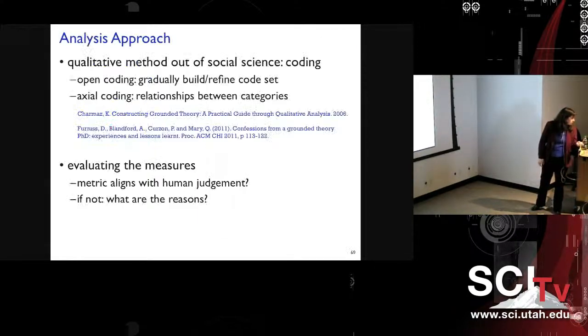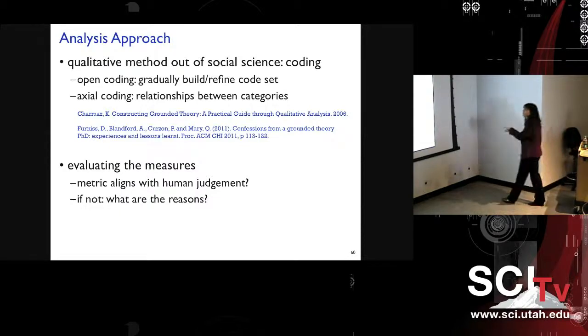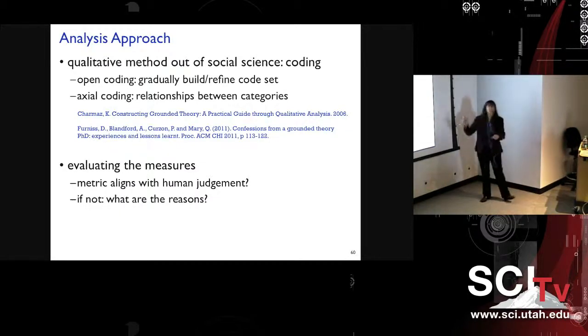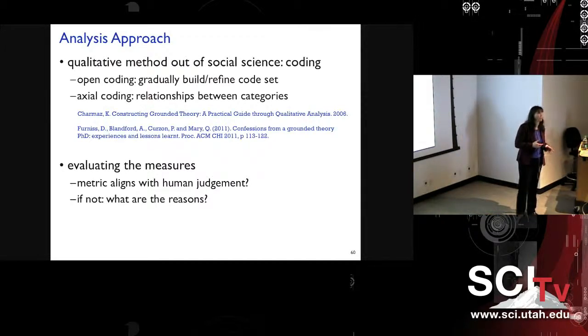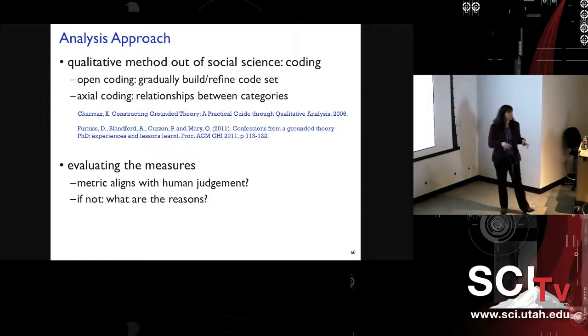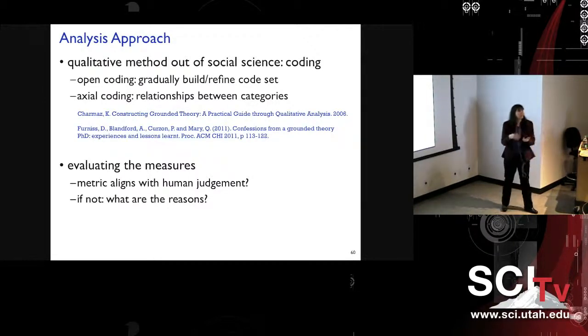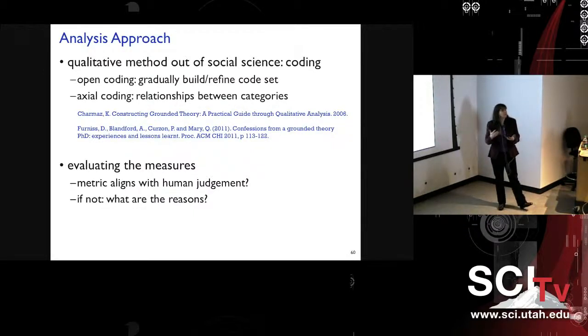An interesting thing in terms of methods is that we use an analysis method that probably a lot of people in this room haven't used, which is a qualitative method out of social science. And it's called coding, but I don't actually mean hacking code. In this case, what coding means is that you gradually build up a set of codes to assign to something that you see. And so typically there's a 2-phase thing where you gradually build up a set of basically categories or labels or keys to the data that you're looking at.